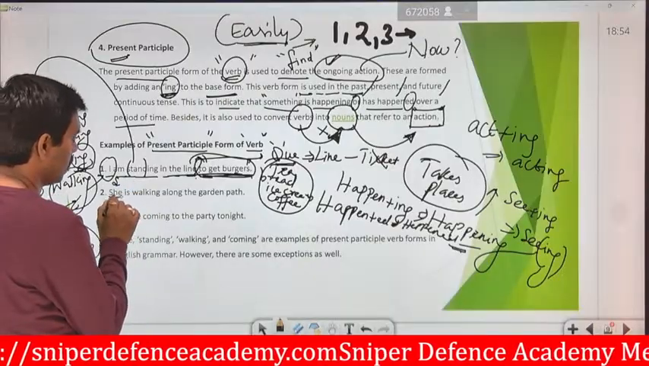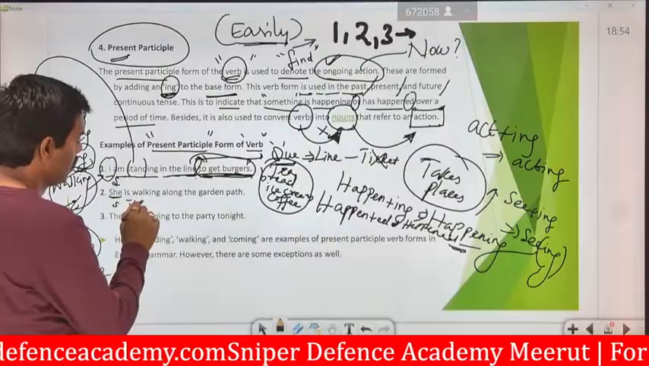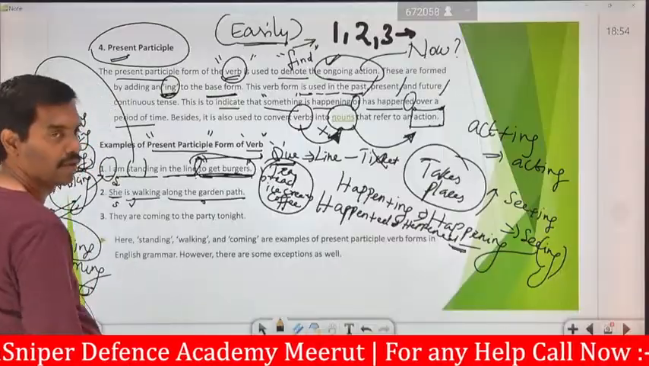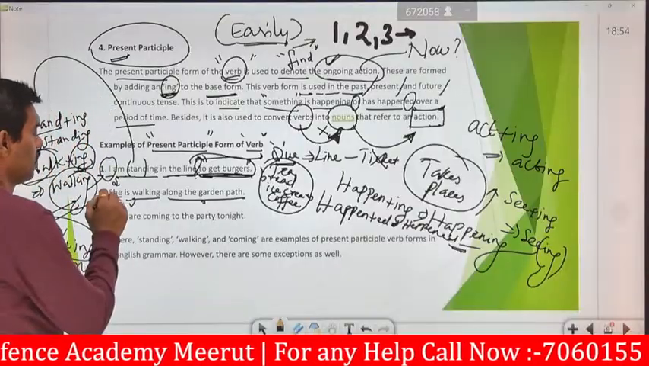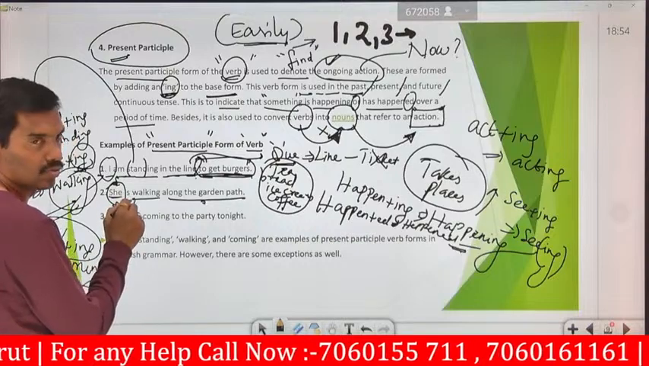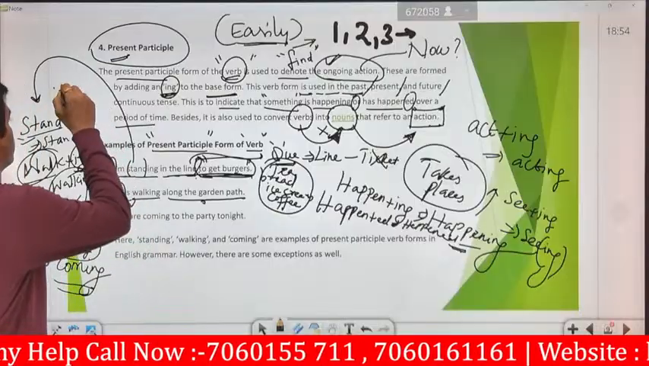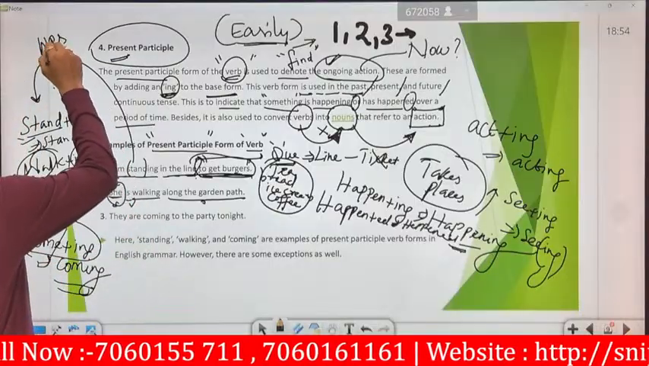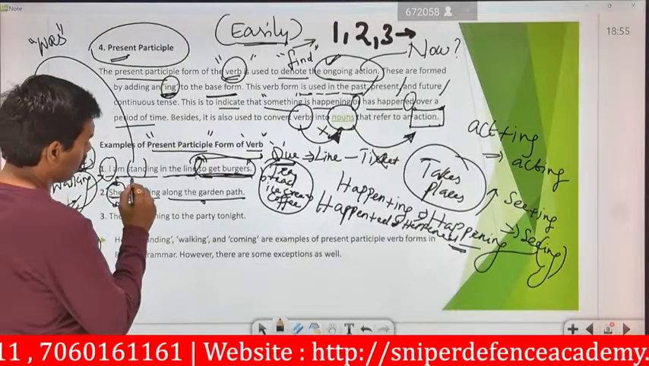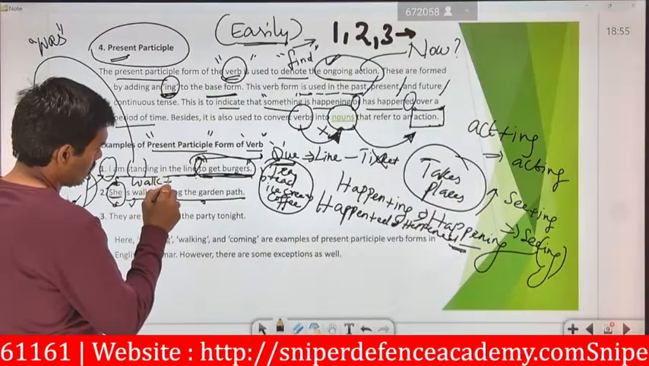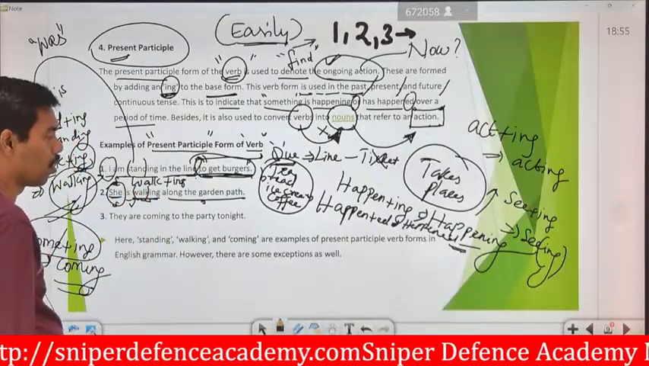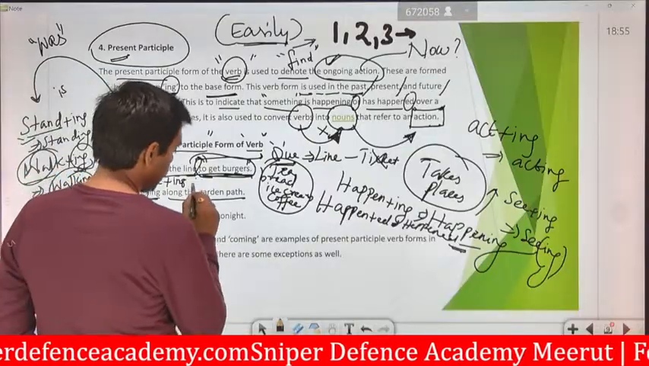So who is that? She, a girl. She is the subject, is walking is the verb, along the garden is the object. She is at present. Present means we will always represent it with is. Past means it will always be represented with was. So she is walking now. Walk plus ing gives walking. She is walking along the garden path.